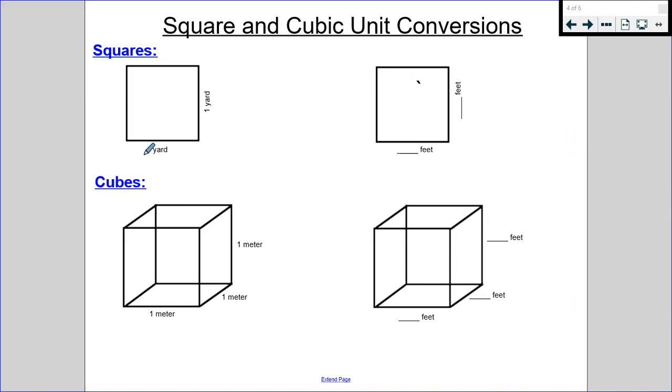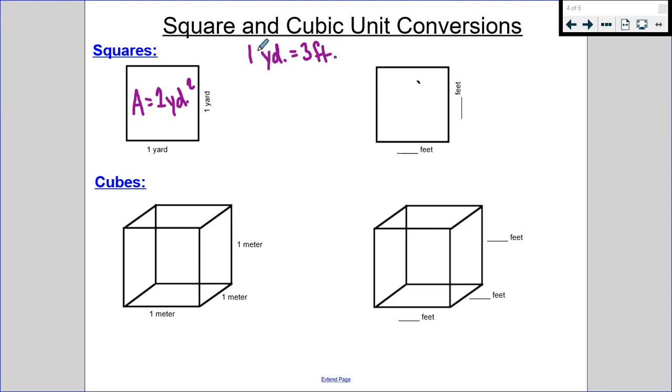Okay, so today we're talking about square and cubic unit conversions. So for example, a square is two-dimensional, has a length and a width. So if I want to know the area of this square, my area is 1 yard times 1 yard, which is 1 yard squared. So now if you're doing a conversion, and the conversion is asking you how many feet squared are in 1 yard squared, we know that 1 yard is equal to 3 feet.